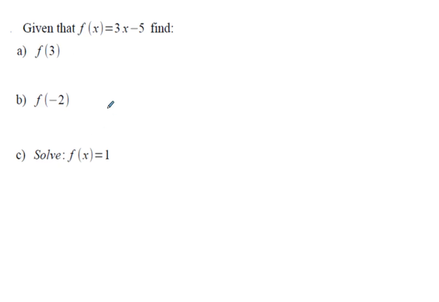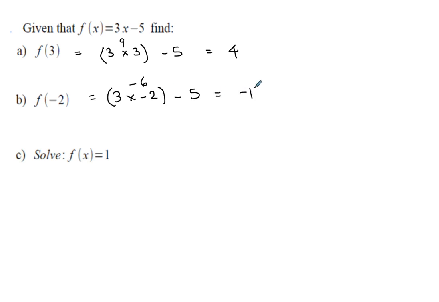Given that f(x) is 3x minus 5, find f of 3. So that's really easy. We just go 3 times 3 minus 5. That would give you 9 minus 5 equals 4. Here we'd have 3 times minus 2 minus 5. That gives you minus 6 minus 5, which is minus 11.